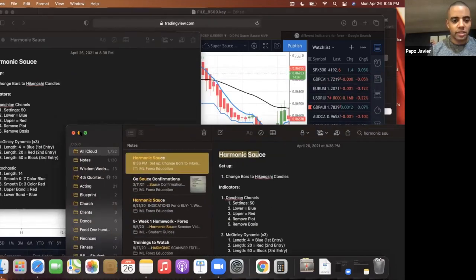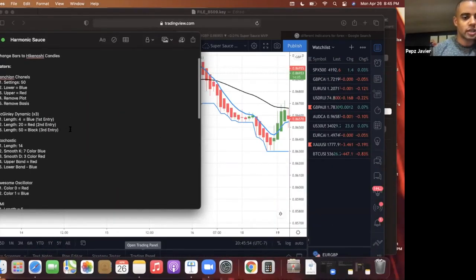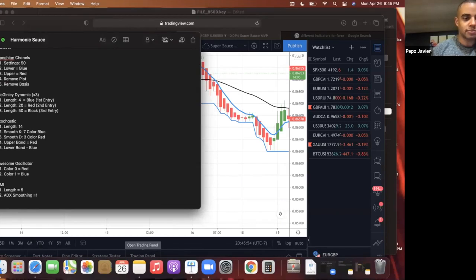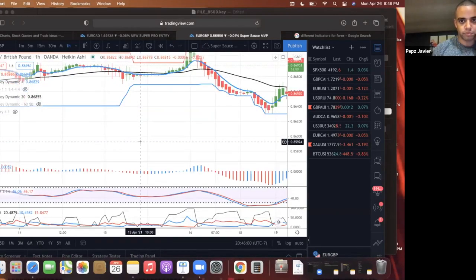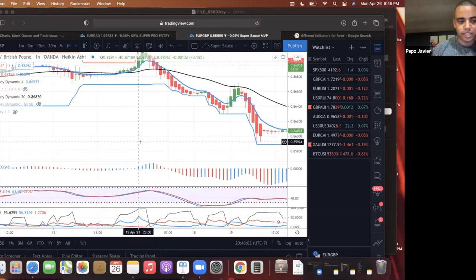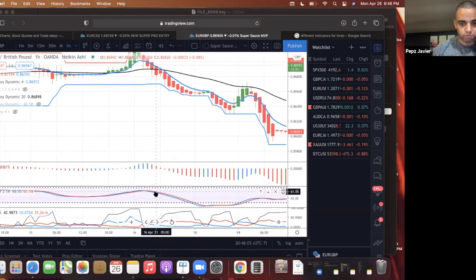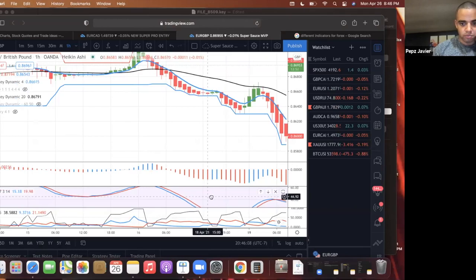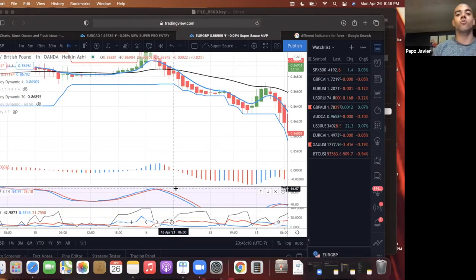Our next confirmation or indicator is the stochastic, right? So now the stochastic over here, we need to see for a sell red over blue, red over blue. When the red is over the blue, that is telling us that sellers are in control. So the first thing that you would want to look for with the stochastic is red over blue.